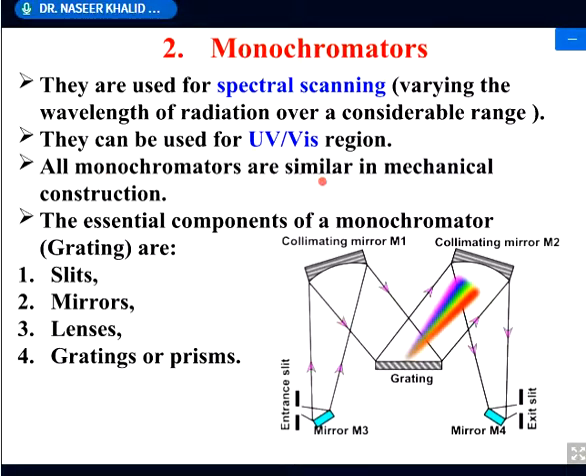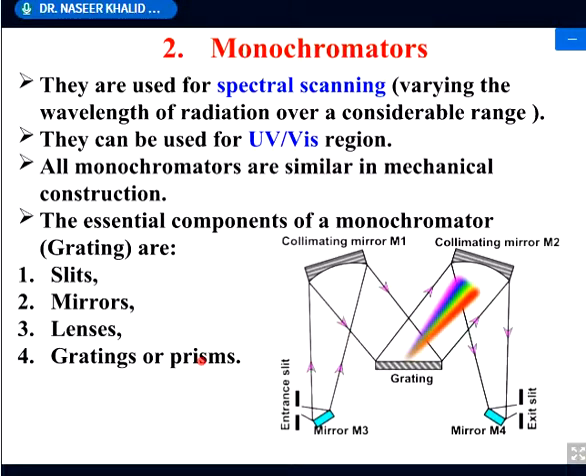All monochromators are similar in mechanical construction, whether made of quartz glass or pure salts. The construction is simple. The essential components of a monochromator are slits, mirrors, and gratings or prisms.